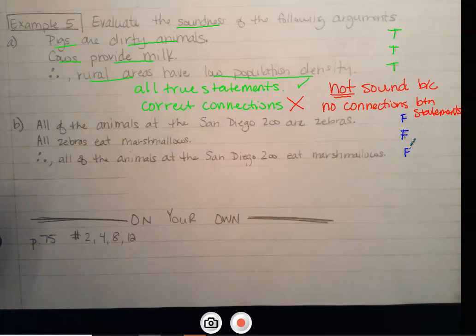So let's check these things again. It has to have all true statements. And you're like, duh, Mrs. Talbert. No, it doesn't have that, which is correct. They're not all true. However, let's also look at the next part, the correct connections.